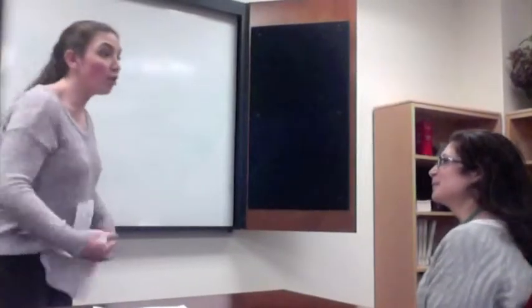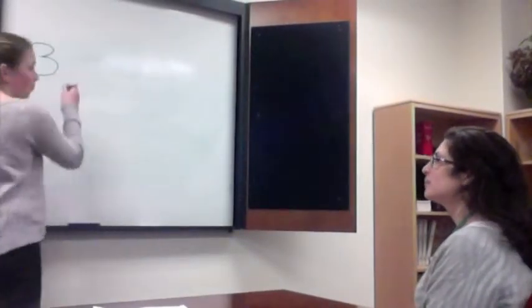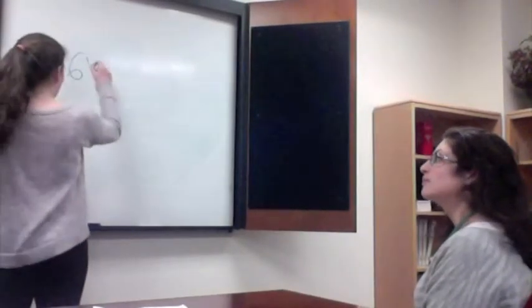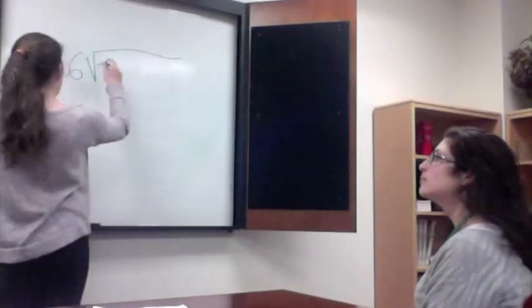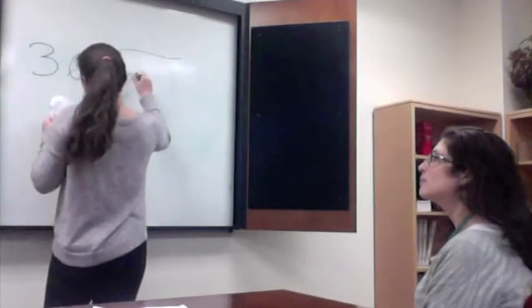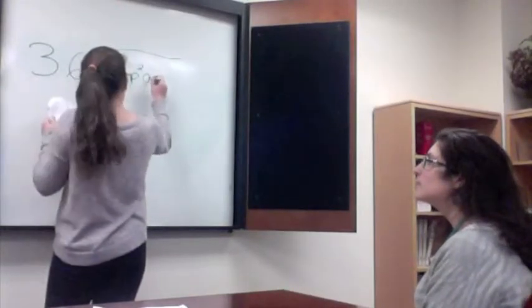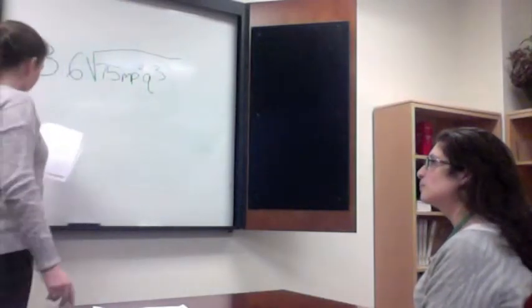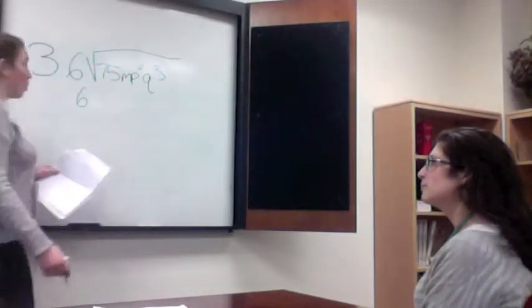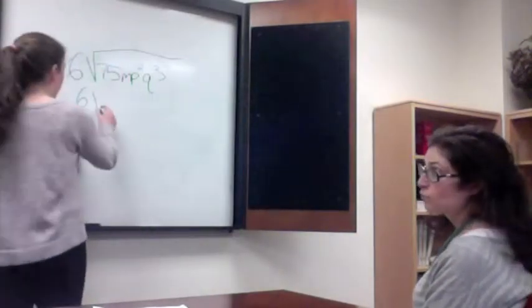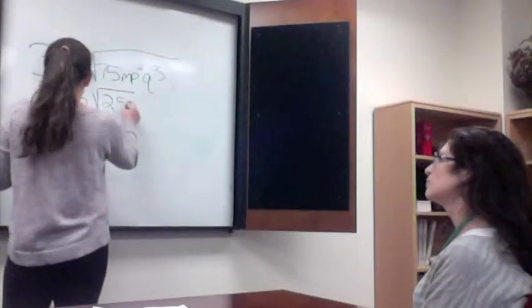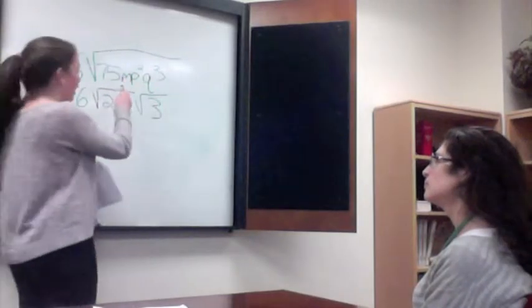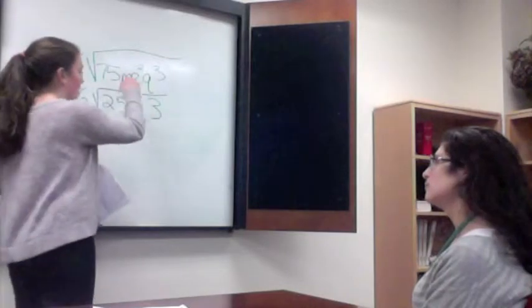Okay, for the third example, we're gonna do 6 square root 75 m p to the 2nd q to the 3rd. Now, you bring down the 6, because 6 is a perfect square. Square root 25 square root 3, because 75 isn't a perfect square, so you have to break it up into 25 and 3.